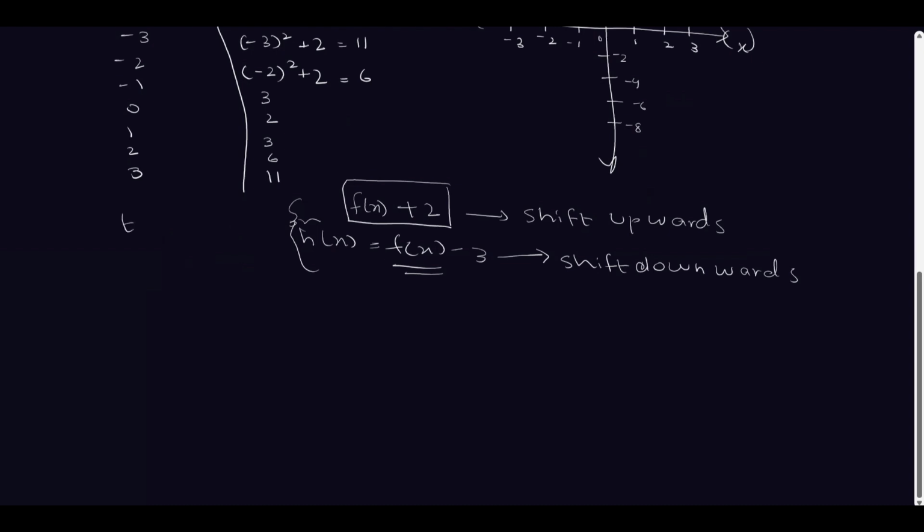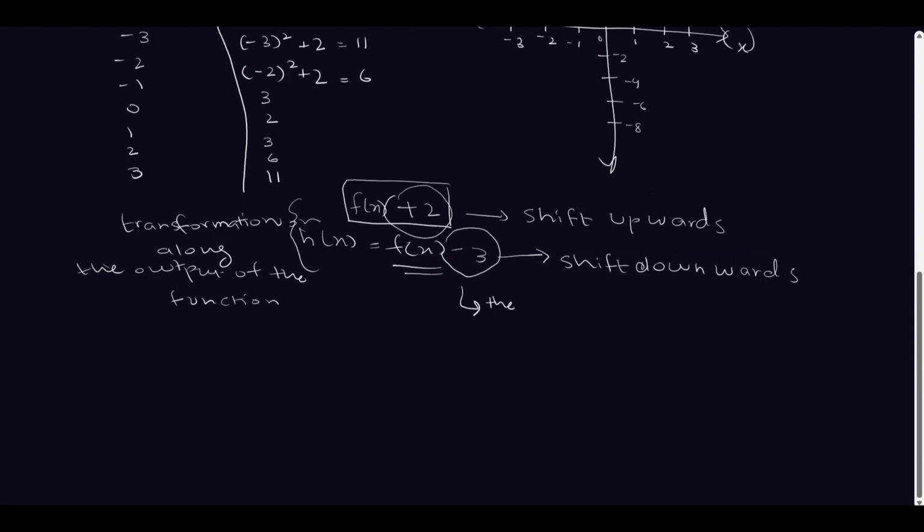This is known as transformation along the output of the function. So we see that whenever we change something to the output of the function, f(x) is the output of the function, the graph moves up or down, right? By adding or subtracting something out of the function, right?